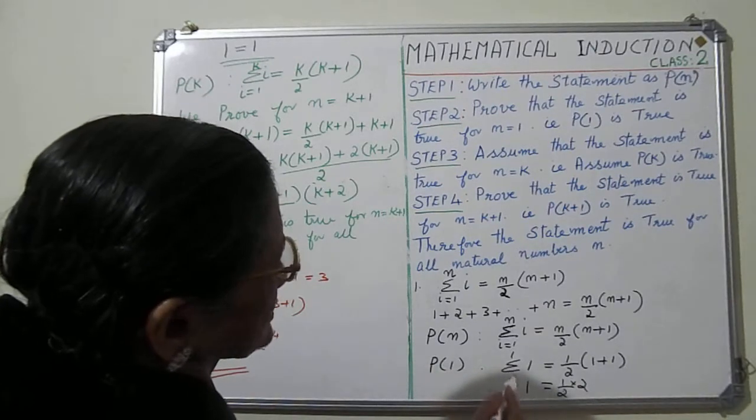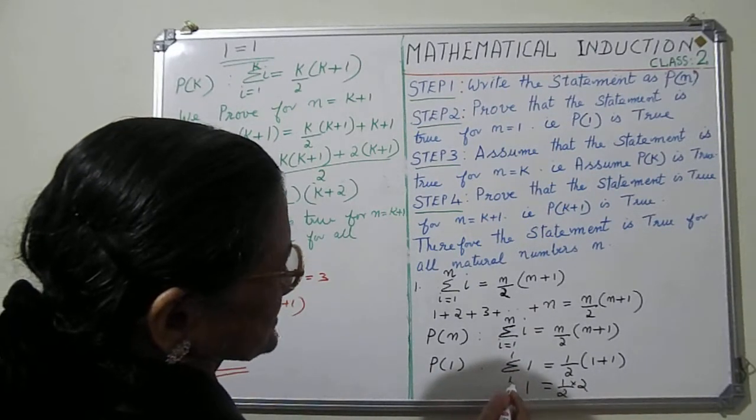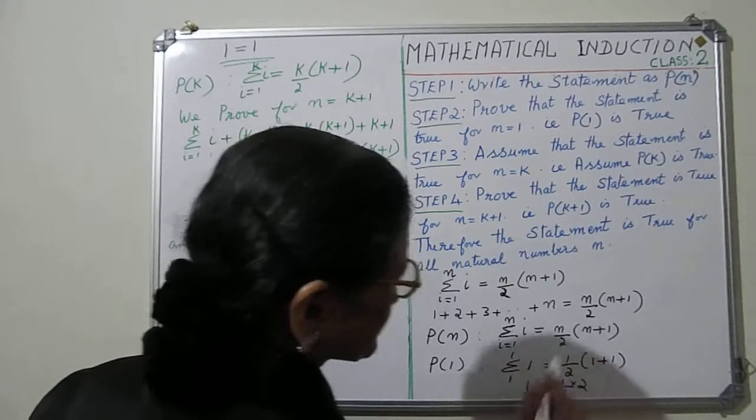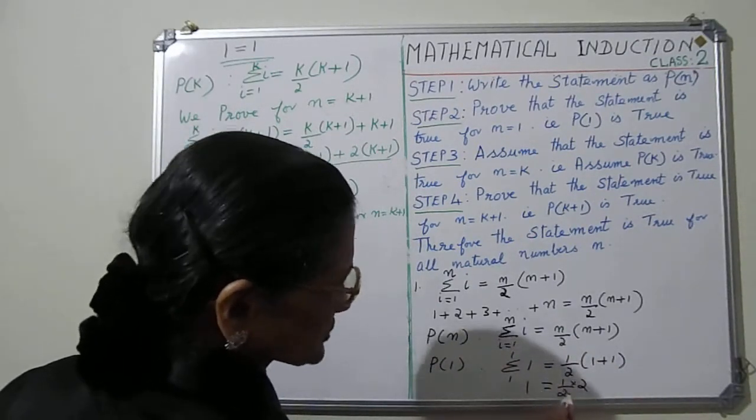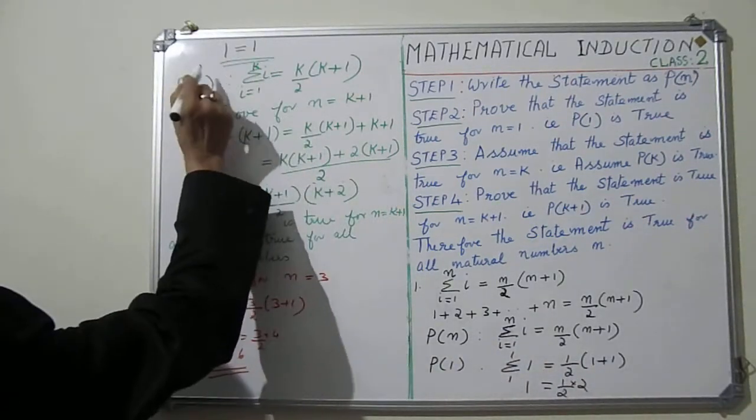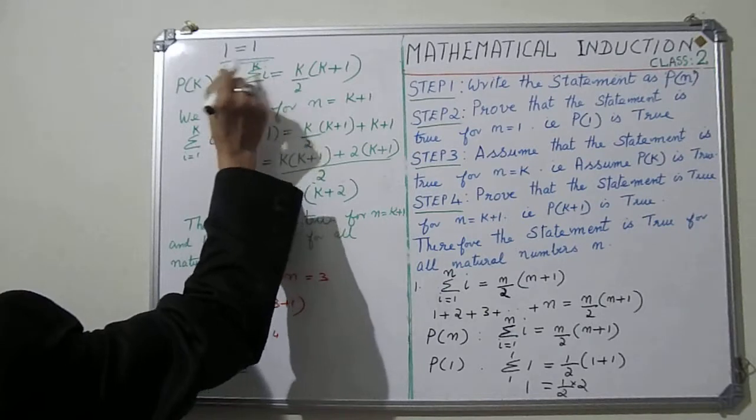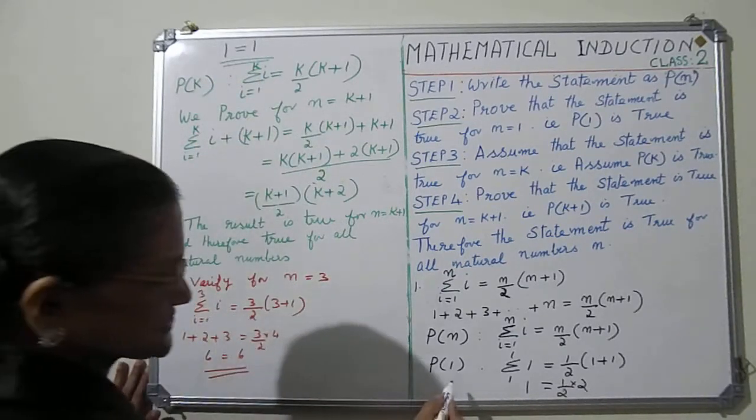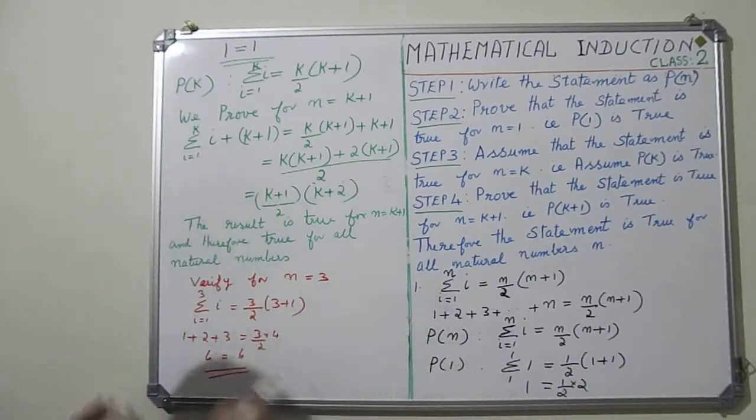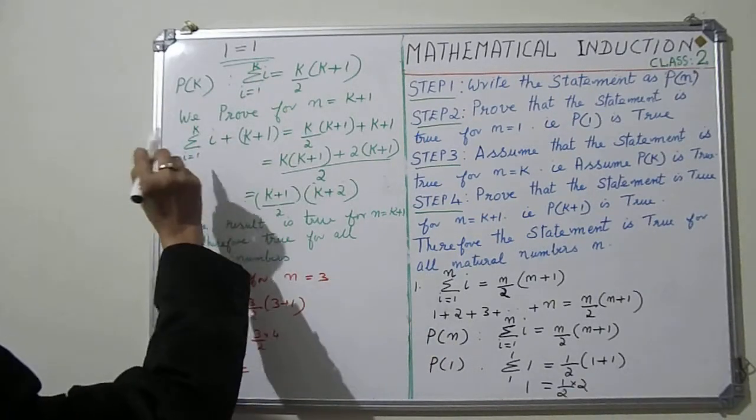What is our P of 1? That is, sigma i varying from 1 up to 1 of i is equal to 1 by 2 times 1 plus 1. That is 1 is equal to 1 by 2 times 2. That is 1 equal to 1. Both the left hand side and right hand side are equal. Therefore, the given mathematical statement is true for n equal to 1. Now what is the next procedure?